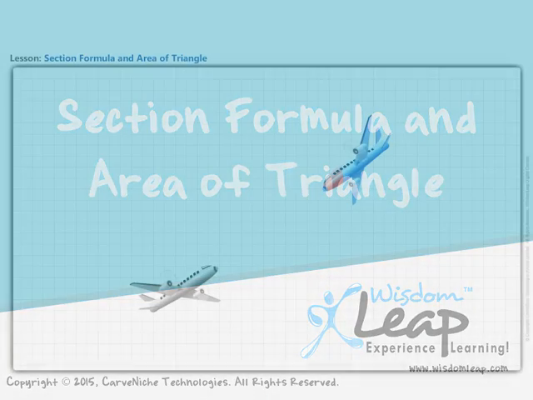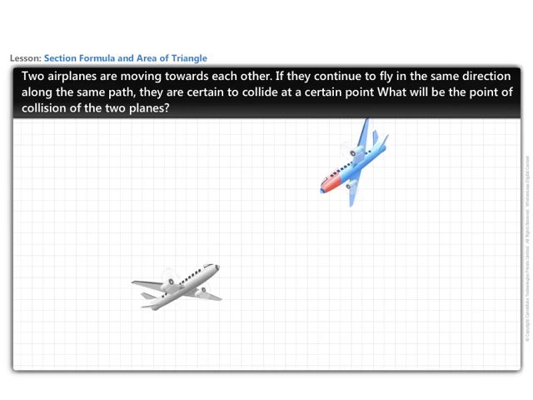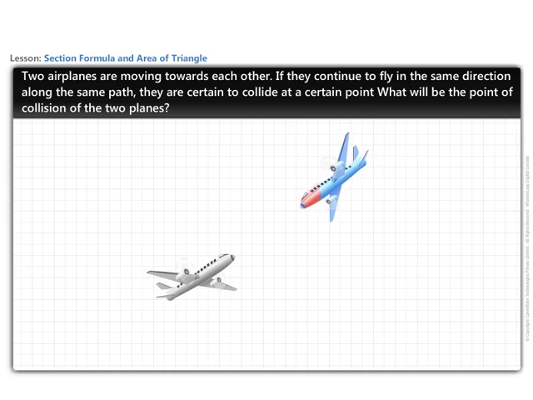Now, take a look at this situation. Two airplanes are moving towards each other. If they continue to fly in the same direction along the same path, they are certain to collide at a certain point. What will be the point of collision of the two planes?